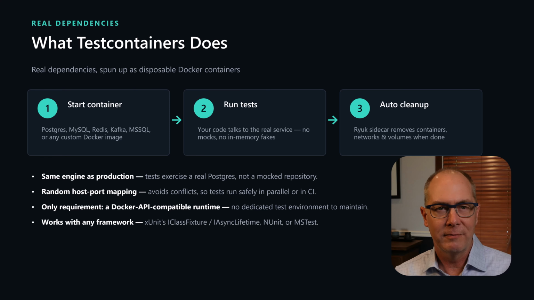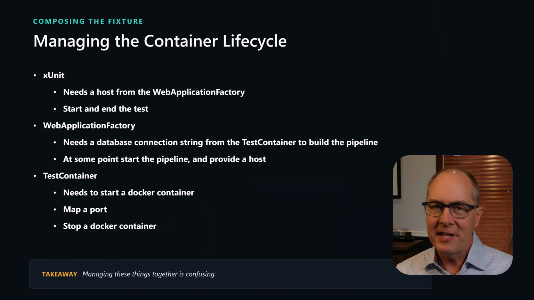of our database server. Now you have to pause and think about how these different pieces are actually going to work together. Because for your integration test, some of these things have to happen in a very specific order. There are interdependencies that you need to manage across their life cycles. For example, xUnit needs a host from the WebApplicationFactory, and it needs a way to start and end the test cleanly. But the WebApplicationFactory needs a database connection string from the test container to build its pipeline. That's part of the configuration step.